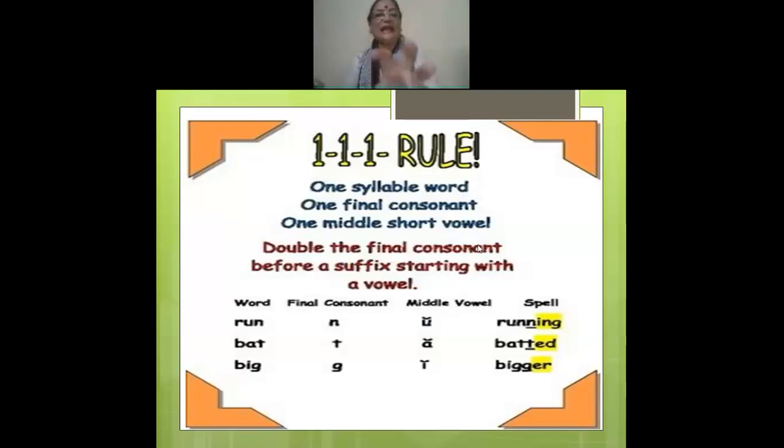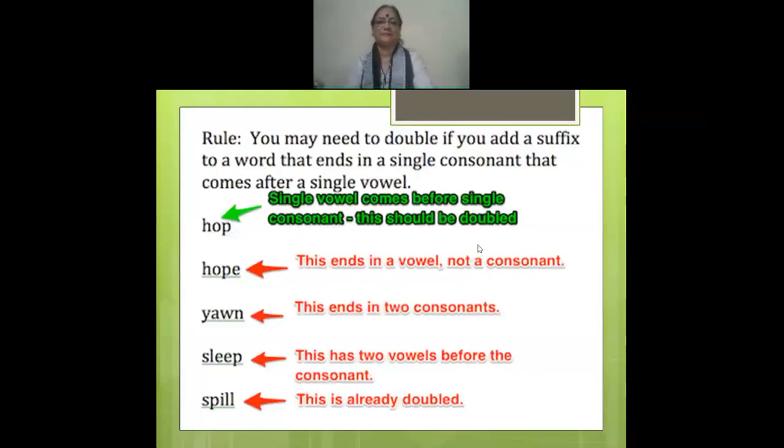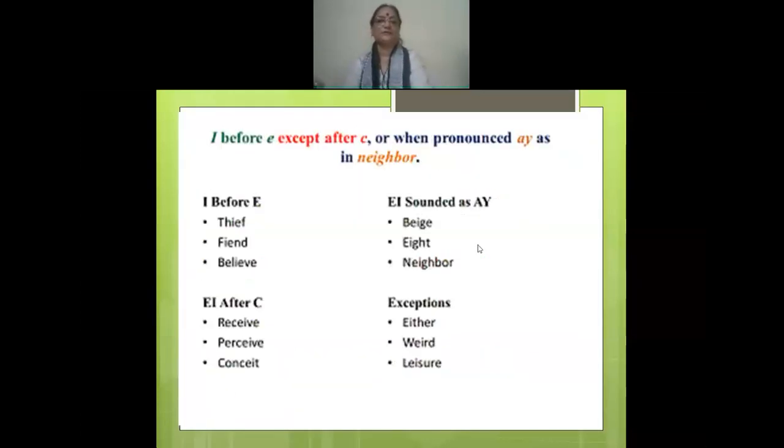And then suppose run, pat, big, these are one syllable words. If you are adding a suffix to it, like ing, the last letter is always doubled. When we understand these short vowel sounds and the syllables, then spelling becomes easy. So we just learned two rules: when is the last letter doubled and when is the middle letter doubled? That is what we have to remember.